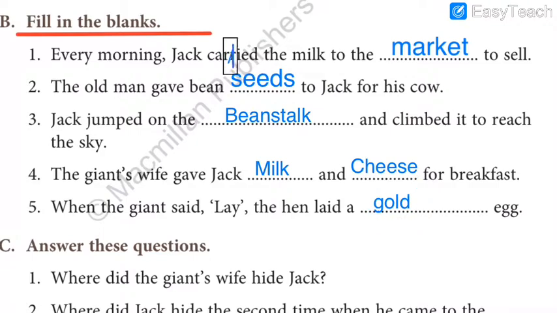The option golden. Okay, please write the answer in your book as you have written for the first 4. Now I hope you will repeat number 5 also after me. Let us repeat then. When the giant said lay, the hen laid a golden egg. Gold egg or golden egg. I hope, students, you have written all these answers.